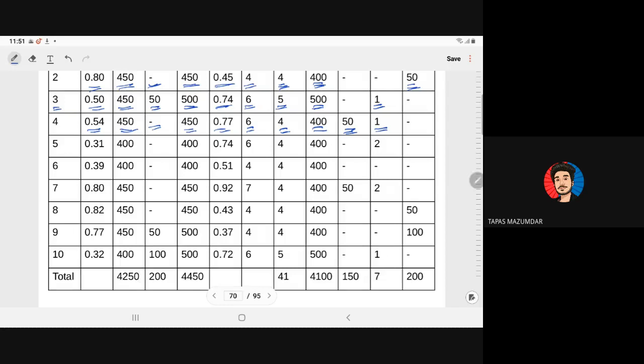So over the 10 days, the total number of bookings will be 4250. The total number of previous day units is 200. So the total number of units we are transporting is 4450. The total number of trucks available will be 41, right? Fully filled truck capacity will be 4100, and this will be the partially filled capacity, and this many trucks we have not used, and this much will be the items which we have stored over the night.